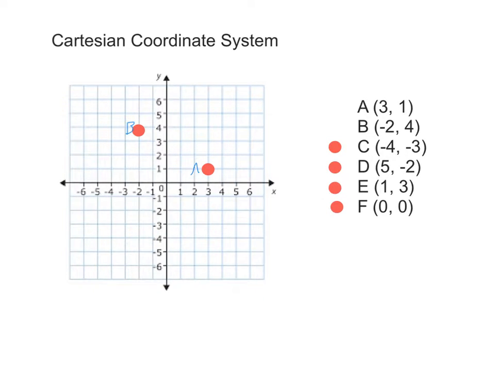Point C, -4, -3. Point D has an x-coordinate of 5 and a y-coordinate of -2. Point E, 1, 3. X equals 1, y equals 3.